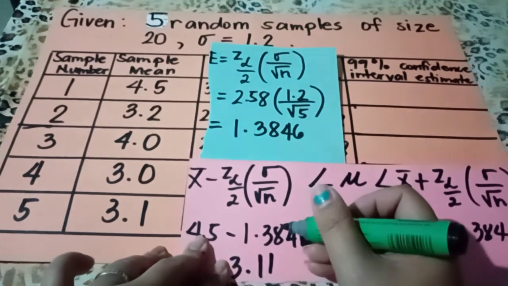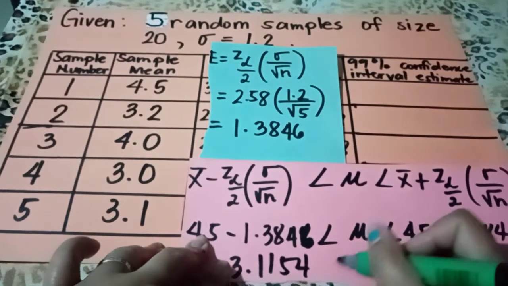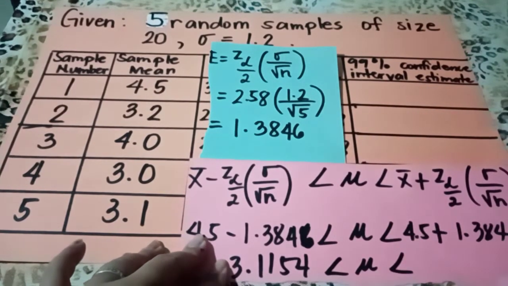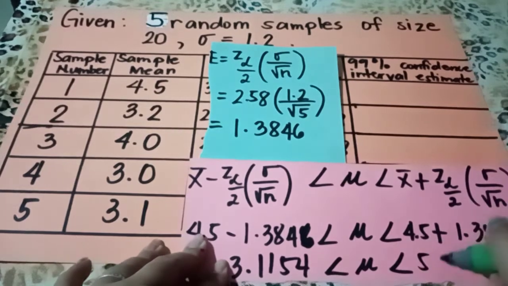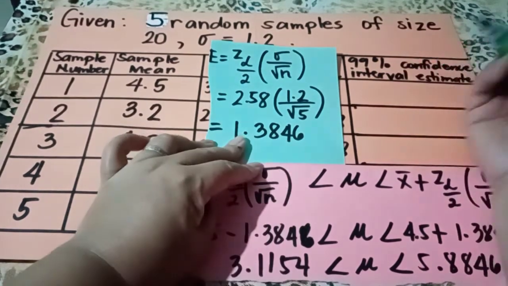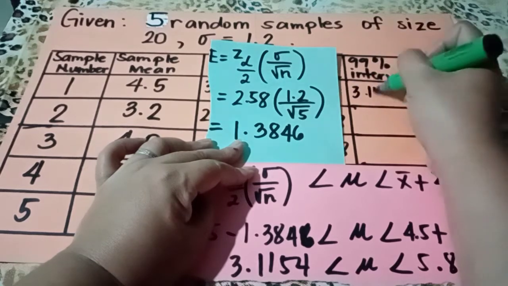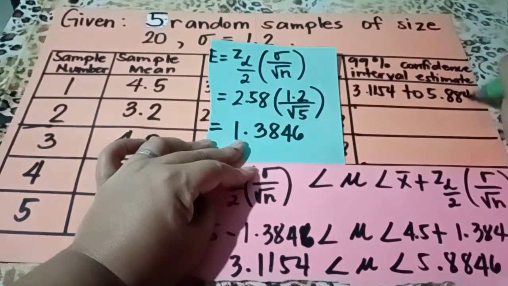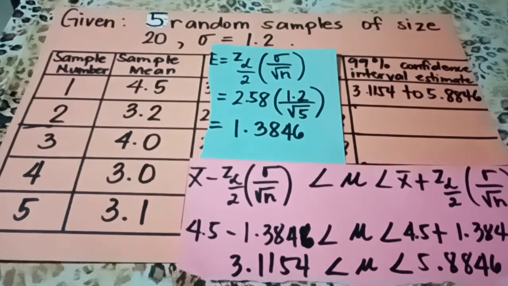Okay? So 4.5 minus 1.3846 is equivalent to 3.1154. But it is less than 4.5 plus 1.3846, which is 5.8846. So therefore, your interval estimate in this given example is 3.1154 up to 5.8846. And then continue the process.